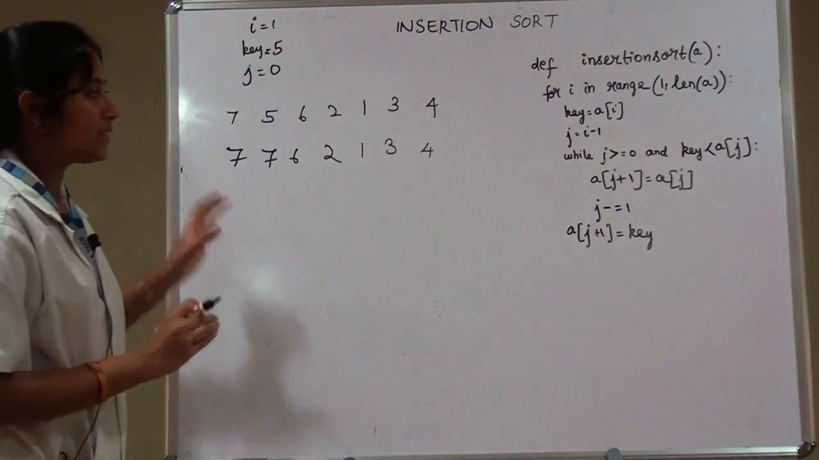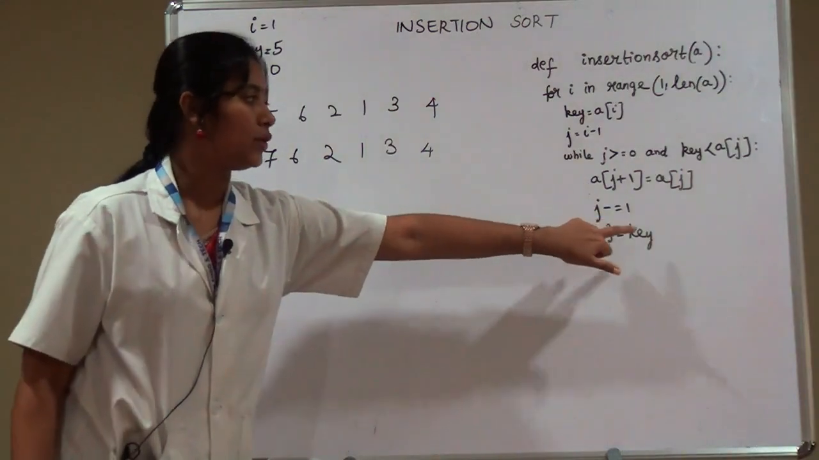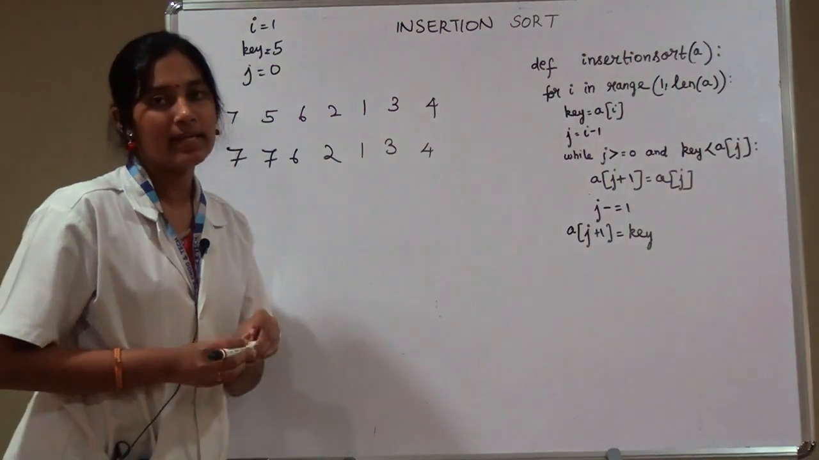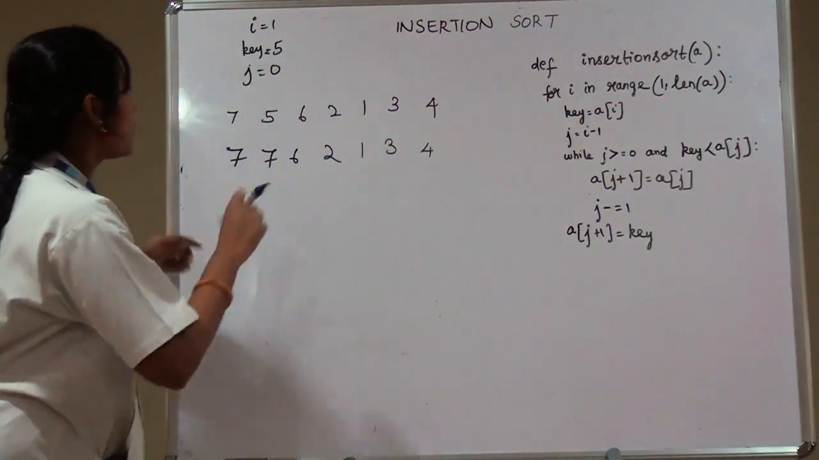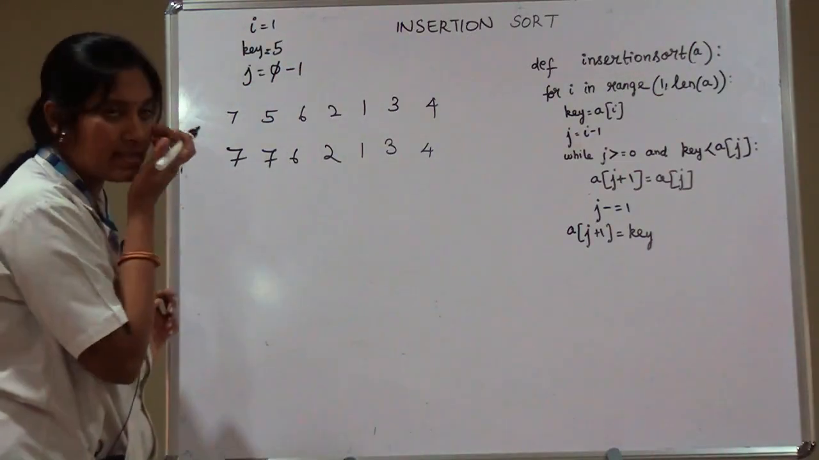Okay. So this is my array now. Now j -= 1. So what is the meaning of j -= 1? It means j = j - 1. So I am decrementing the value of j, which is -1.